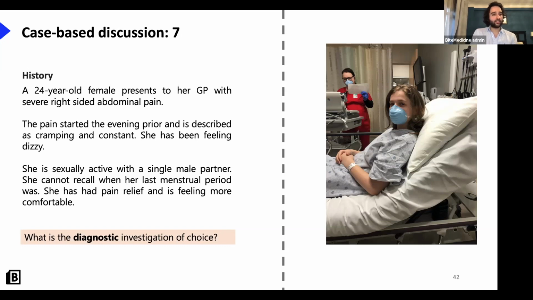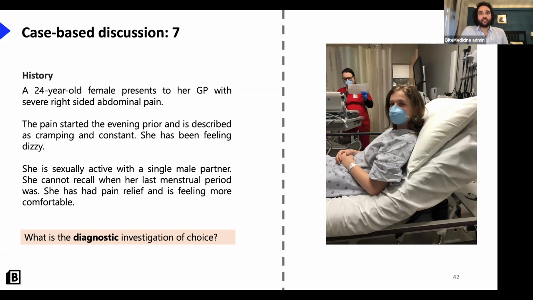The pain started the evening before, described as cramping and constant. She's been feeling dizzy. She's sexually active with a single male partner and cannot recall when her last menstrual period was. She's had pain relief and is feeling more comfortable. That's why she's sitting up in bed now, looking a little bit more perky. What is the diagnostic investigation of choice? You can just answer in the chat. Read the question carefully. What is the diagnostic investigation of choice?